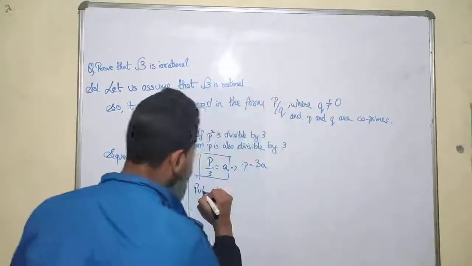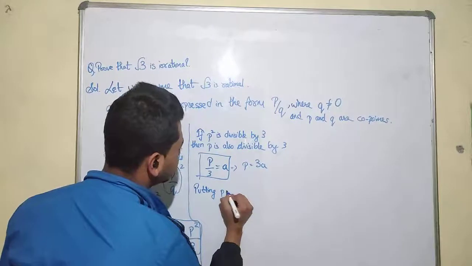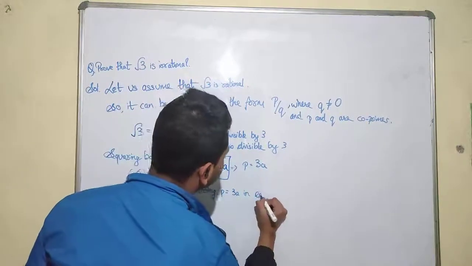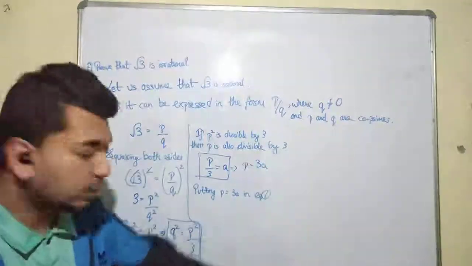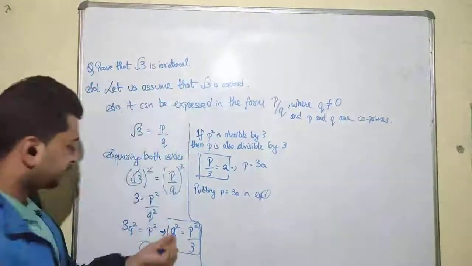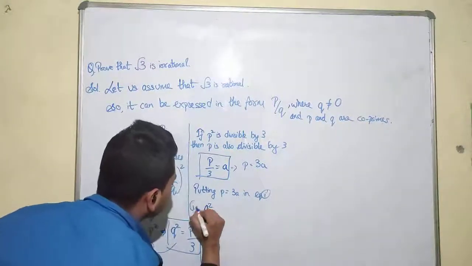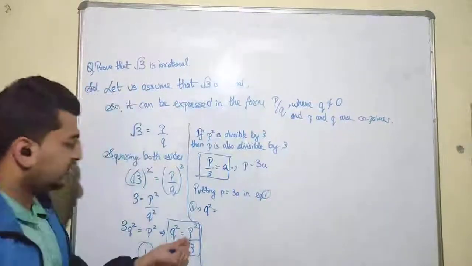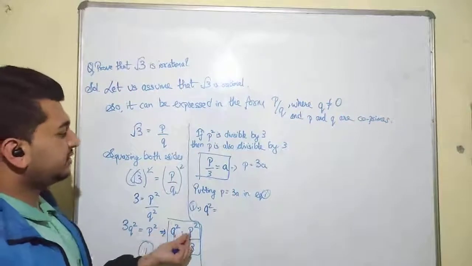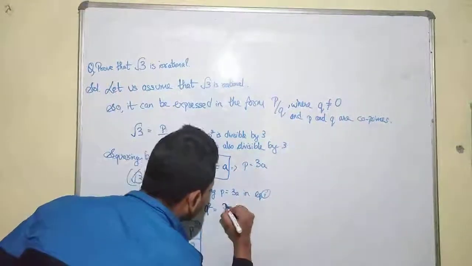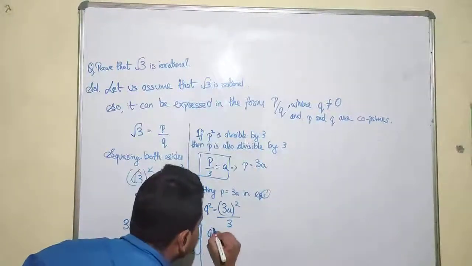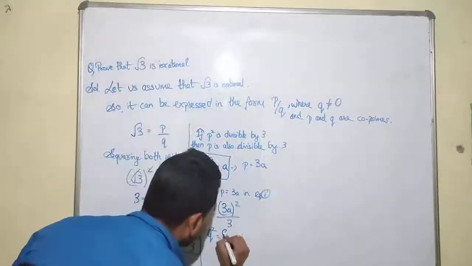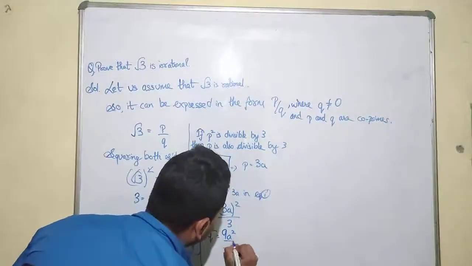So putting p is equal to 3a in equation 1. So what we will get, we'll see, okay. Equation 1 is q squared equals, now in place of p we'll be writing 3a. So (3a) whole squared by 3. You can write this one. Right. So now q squared is equal to 3 into 3, 9, a squared by 3.